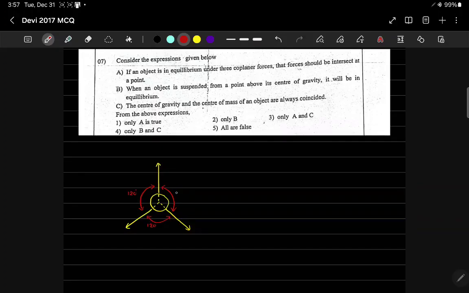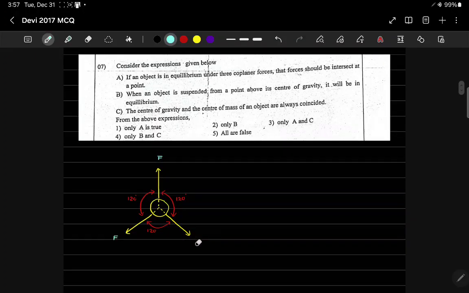But what is the other condition needed to be satisfied for this to be in equilibrium? The three forces must be equal. Let's say that one of these is F/2, something like that. In that scenario, this would not be in equilibrium. But the statement A is correct. If an object is in equilibrium under three coplanar forces, then they should definitely intersect, right?